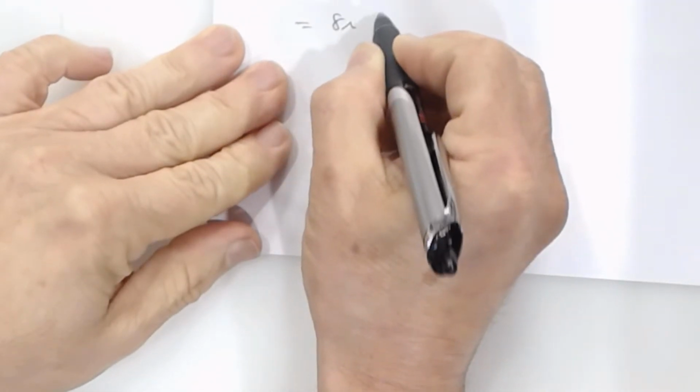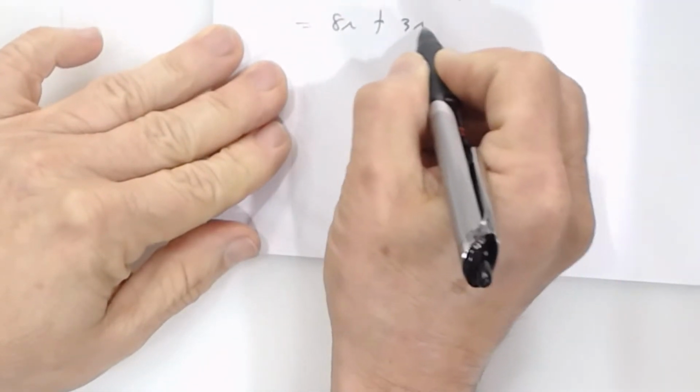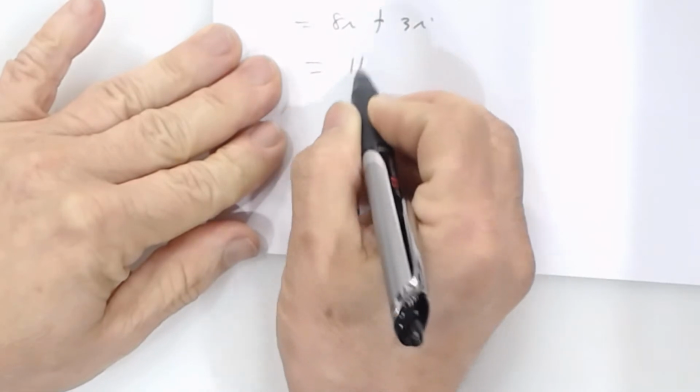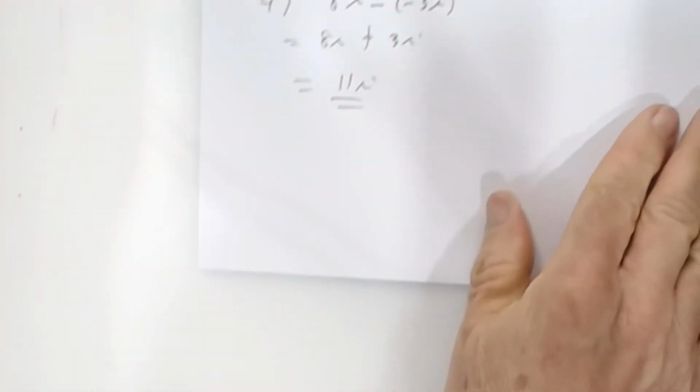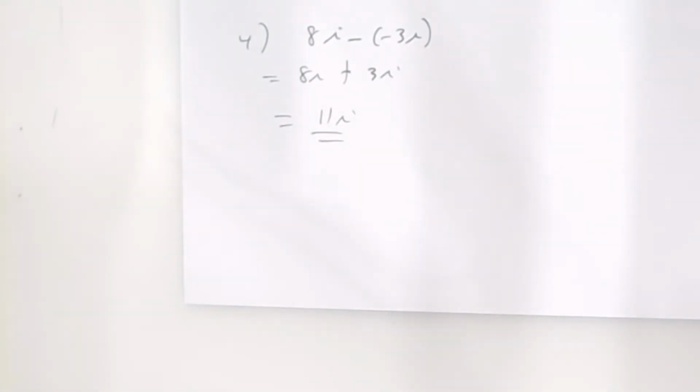Change the subtraction to what? Addition. You change subtraction to addition by saying add the what? Opposite. So 8i subtract a negative 3i means 8i plus what? 3i. And what's your answer? 11i. That's your answer. You're done. Okay? All right, any questions at this point?